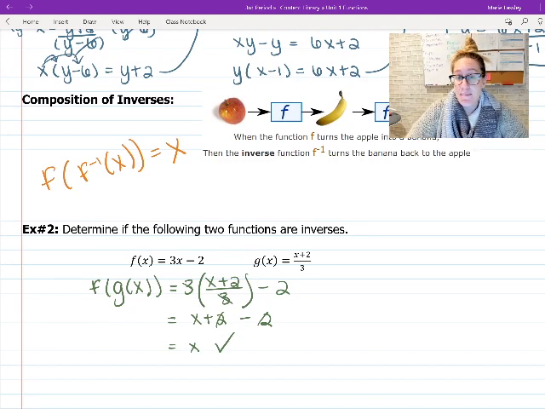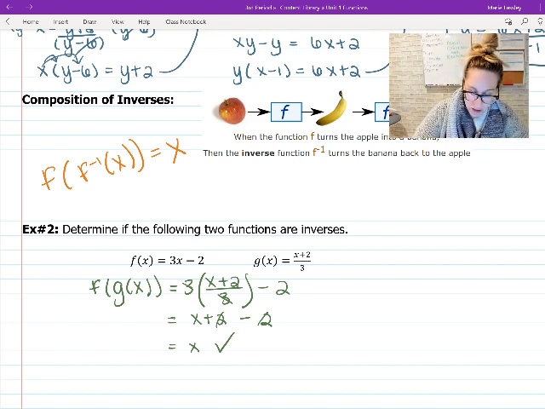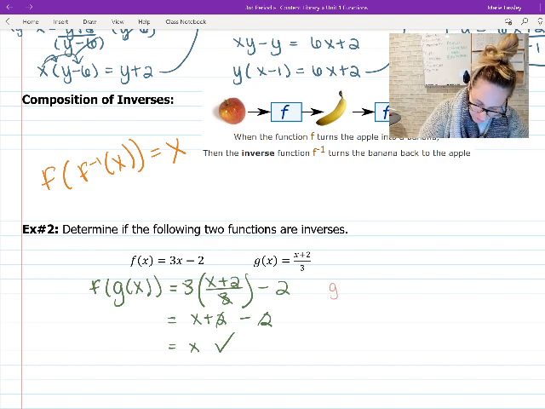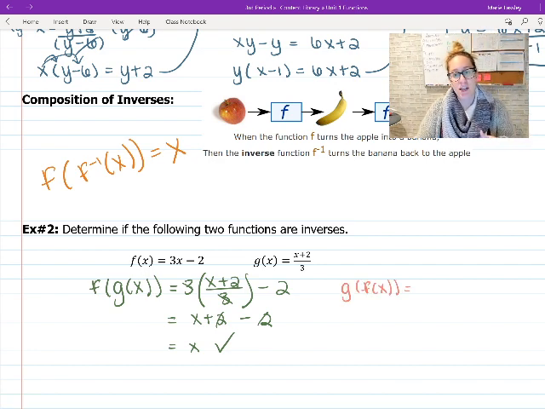Now, it doesn't matter which order you go in, so you could do it the other way. Say it looked easier to put f inside of g. Sometimes that happens. Hold on, let's make this a little bigger. Like I said, you could also put f inside of g, and if they're inverses, they will also simplify to just x. You don't have to do both ways. You get to pick one, but it doesn't matter which one you choose.